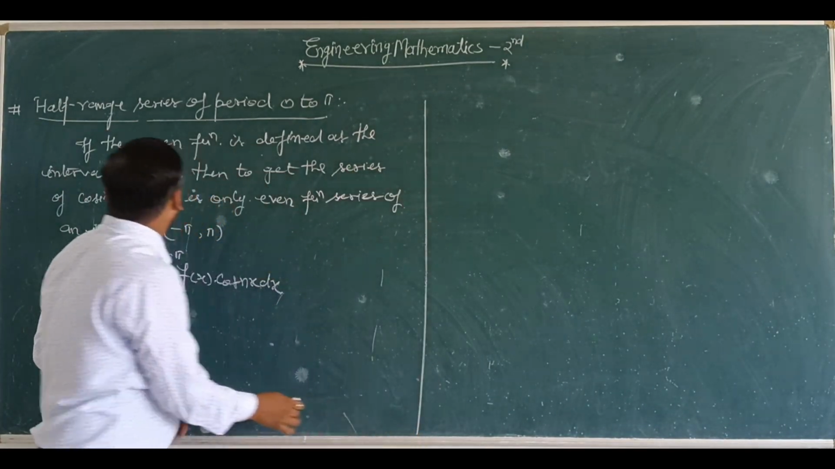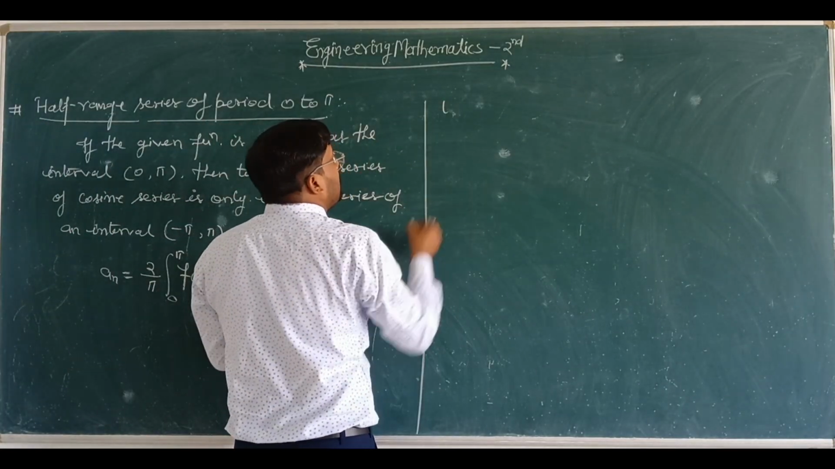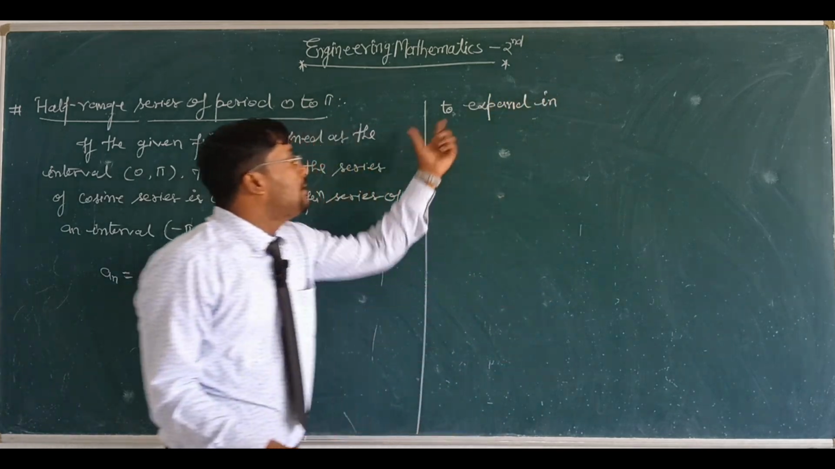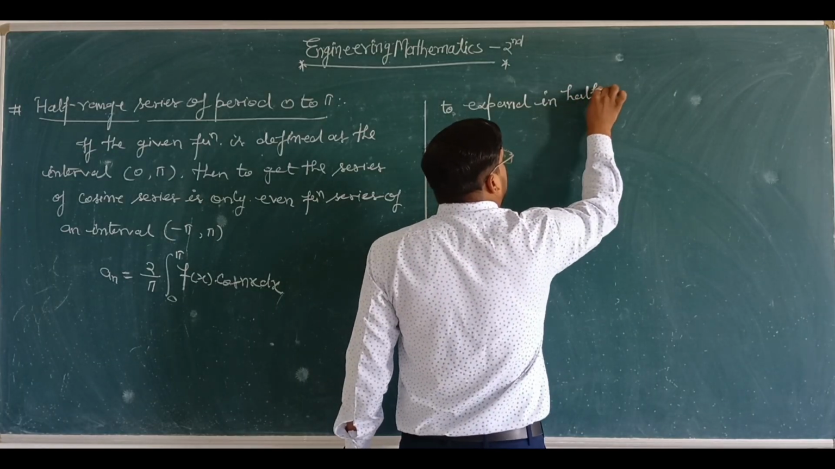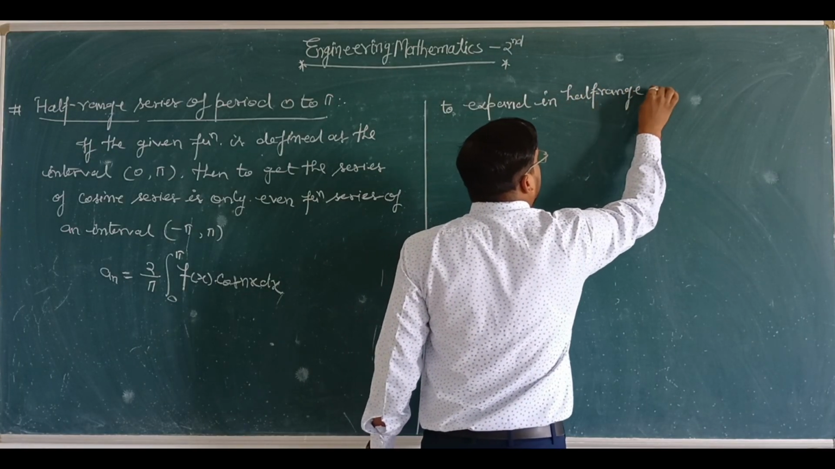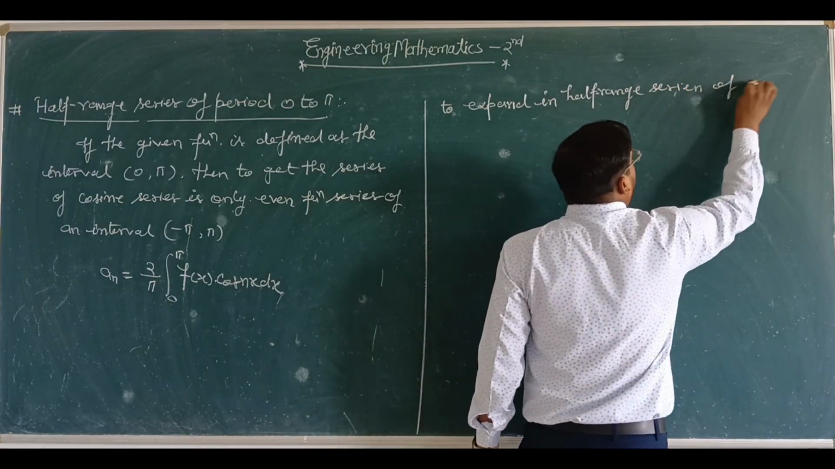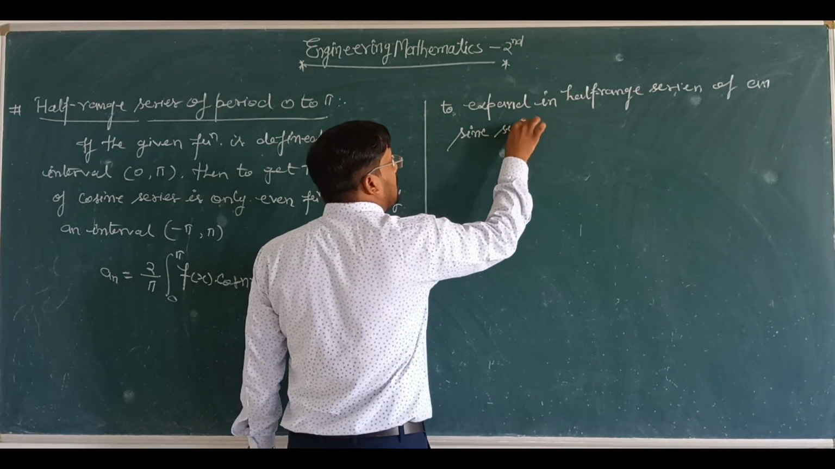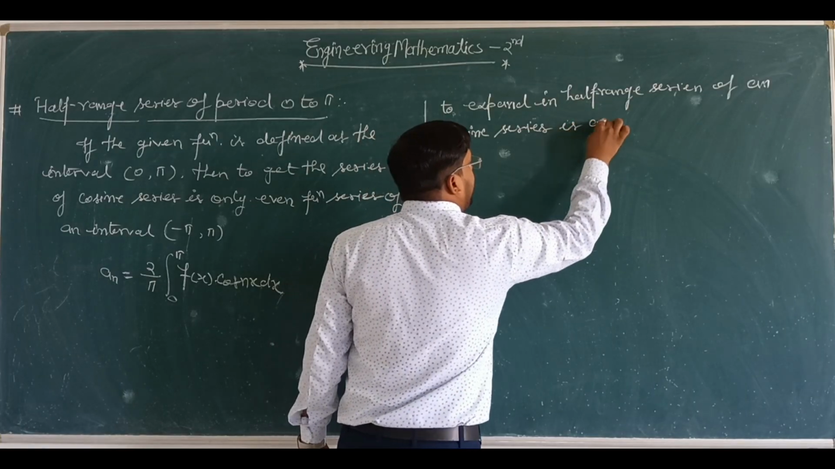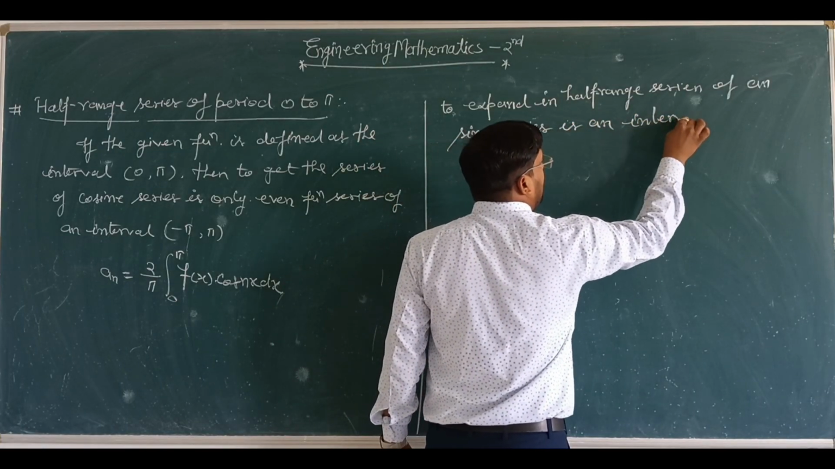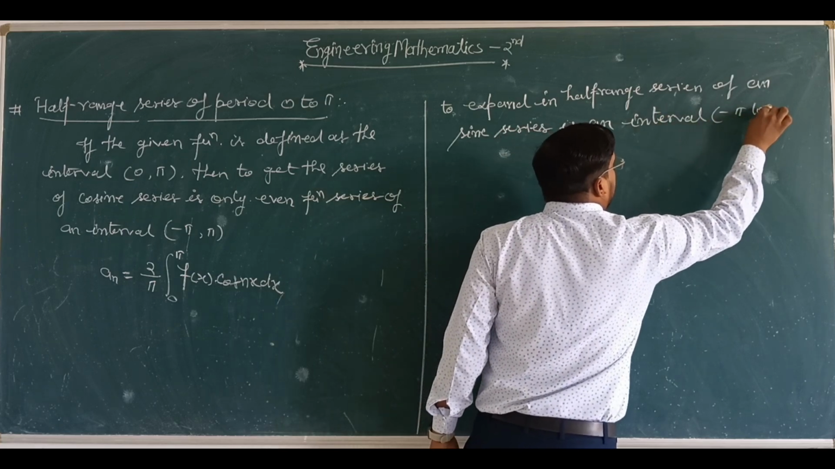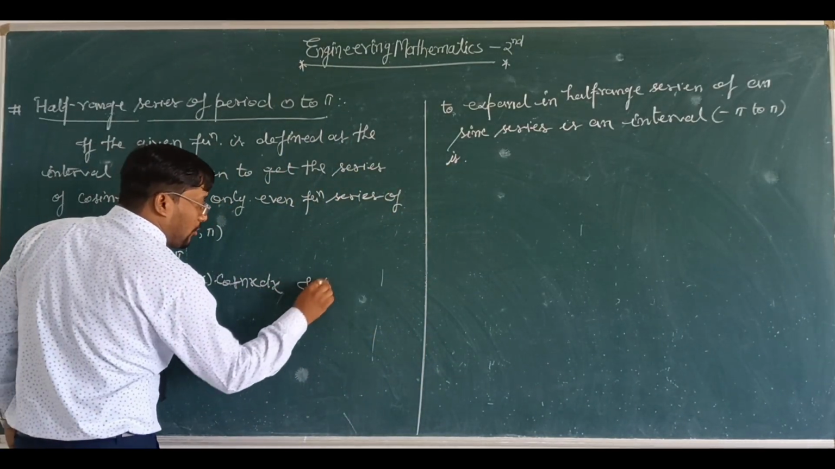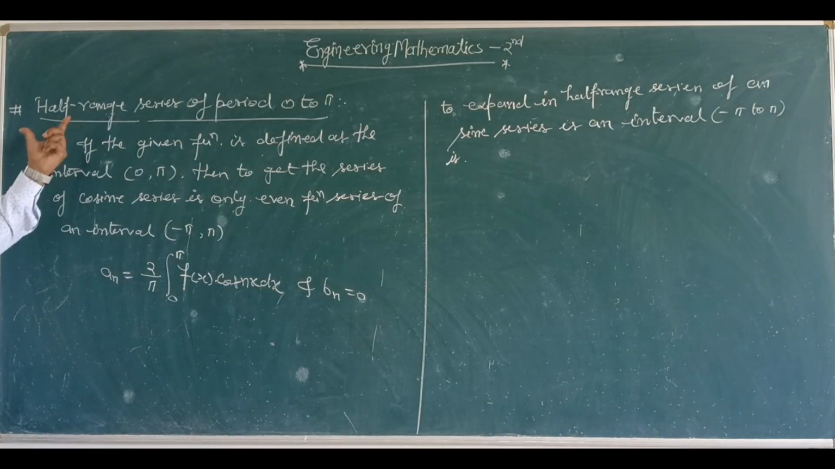Now next, to expand in half range series of a sine series in an interval minus pi to pi, you can write bn is equal to 0. This is the half range series of the cosine series.